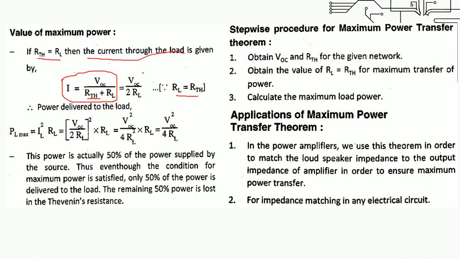Now we have to find out the maximum power delivered. We know the formula for load power is IL square RL. Put the value of IL in this formula, that is VOC by 2RL. So VOC divided by 2RL whole square, since IL is squared, into RL. So this is VOC square divided by 4RL square. RL square means RL into RL.